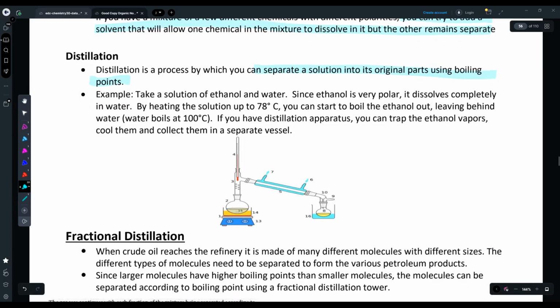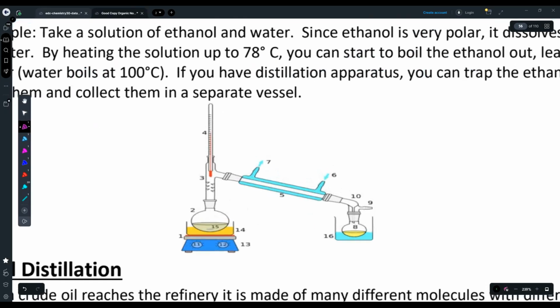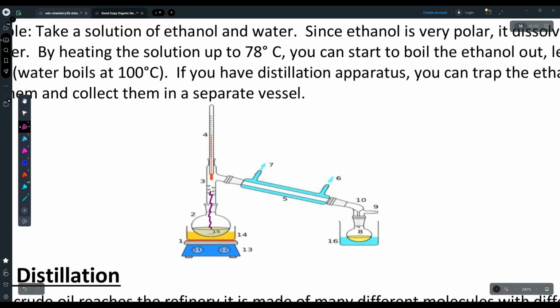So if you take this distillation apparatus and heat up your solution to 78 degrees, essentially what will happen is your ethanol will boil off and then it'll go in here, which essentially what's happening here is you have cold water cooling it down so that your ethanol turns from a gas into a liquid, and then it just drips down into your collection round bottom flask.